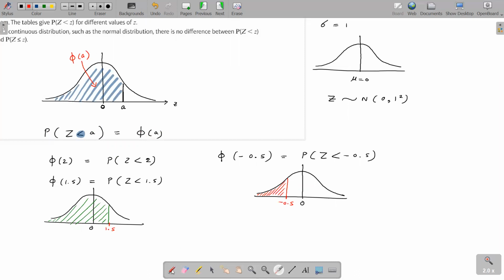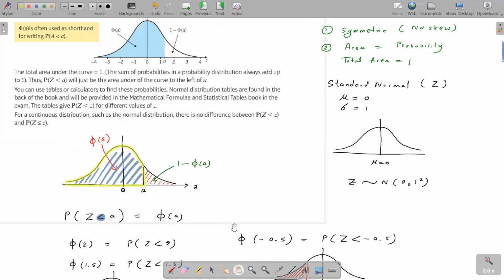So guys, what's the area on the other side? The area on the other side is what we refer to as 1 minus phi a, right? So why is it 1 minus phi a? Because if this area is phi a, and you know the total area is 1, the other end of this should be 1 minus phi a, right, guys? This is very, very important that you understand. Do you get what I'm talking about?